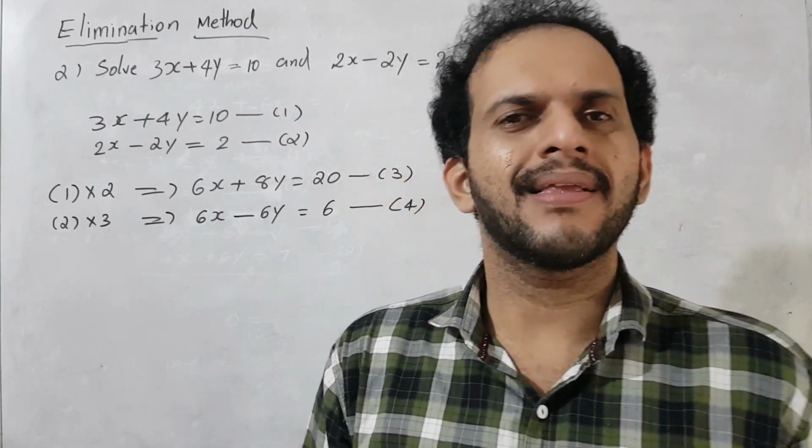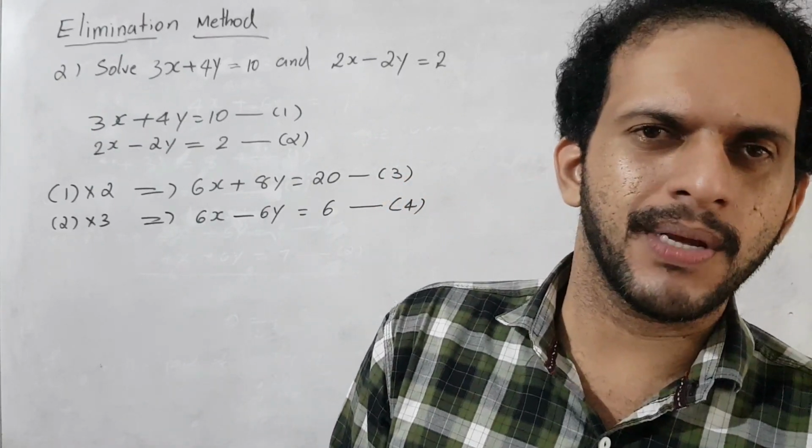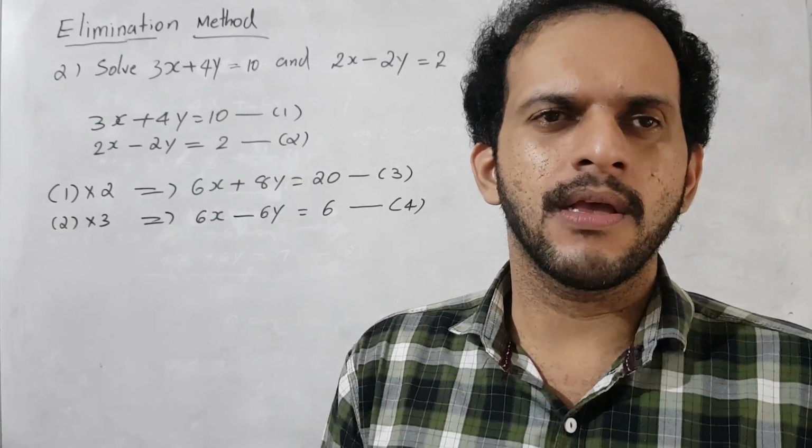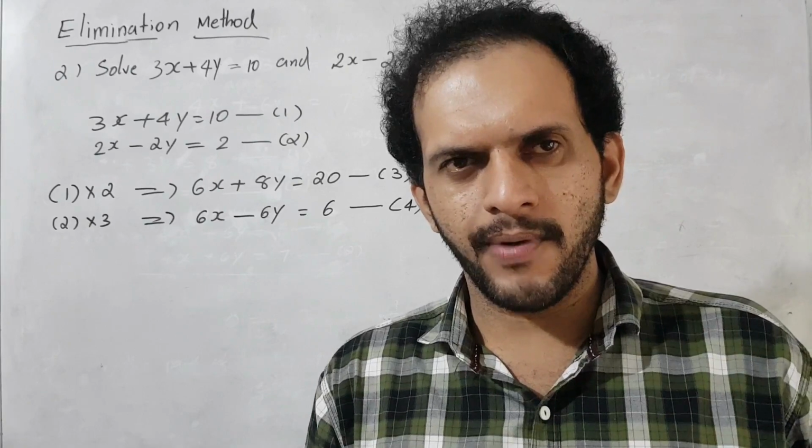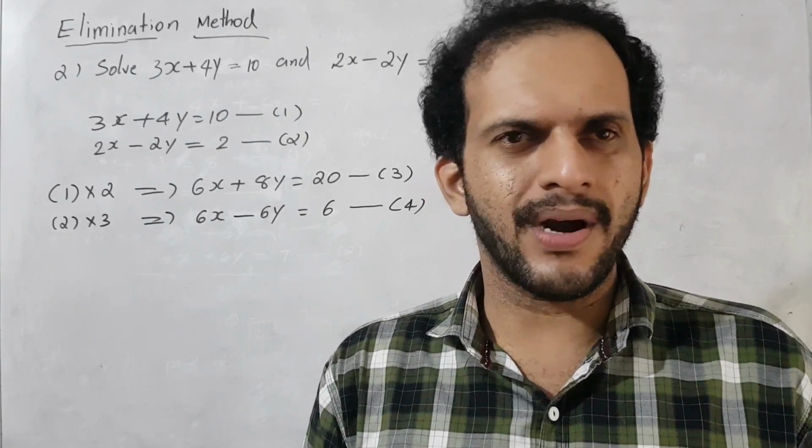What is its sign in both equations? Plus. That means the signs of the coefficients of x are equal. Correct? So what is the next?